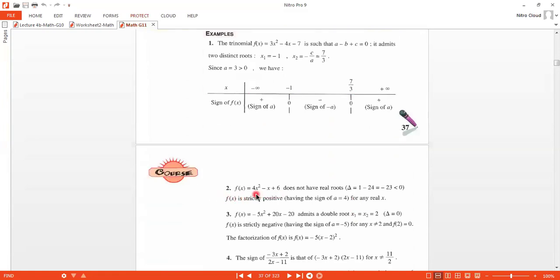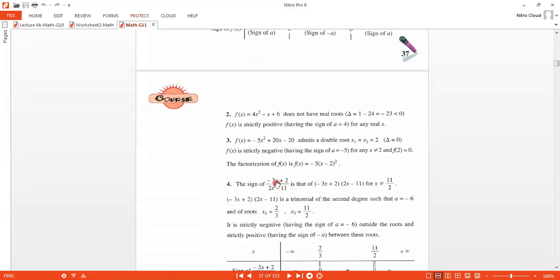Another example, 4x squared minus x plus 6. Here delta is negative, so we have no real roots, but a is positive. So this expression is positive for any real x. Also here we have minus 5x squared plus 20x minus 20. Here delta equals 0, so I have one root, which is 2. But according to the value of a, this is negative. So it will be negative for every x except for 2, where it is equal to 0.